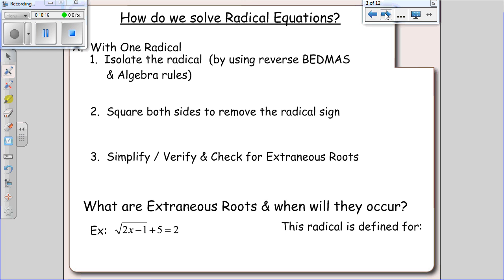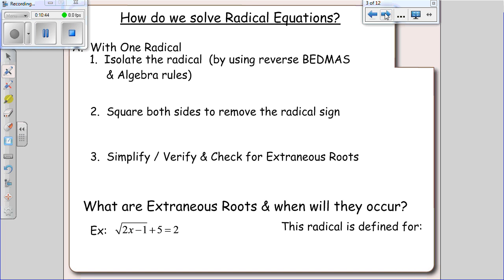So the step-by-step instructions say isolate the radical. So you're going to move the radical all by itself, so you don't have like a radical x plus something. You're going to move everything away from the radical sign. You're then going to square both sides, or cube it if you needed to. In this class, we're only ever going to have to square things, so that makes our lives a little easier. We square it because it'll get rid of the radical sign.